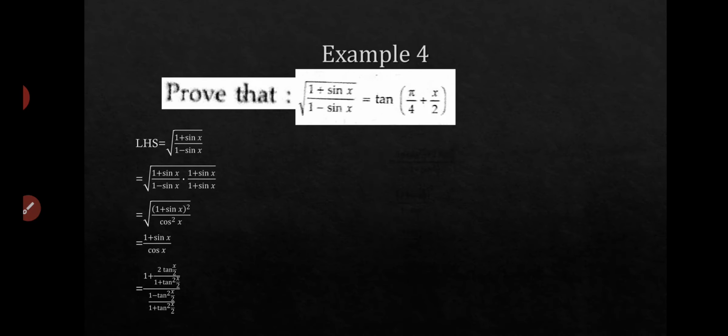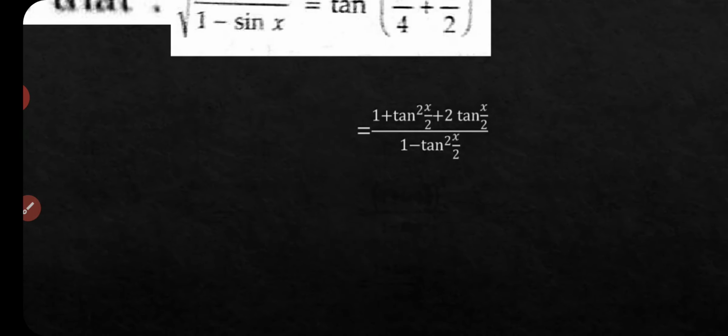Now let us see what to do next. Next step, take the LCM, cancel out the denominator. This is what you get: 1 plus tan square x by 2 plus 2 tan x by 2, by 1 minus tan square x by 2.